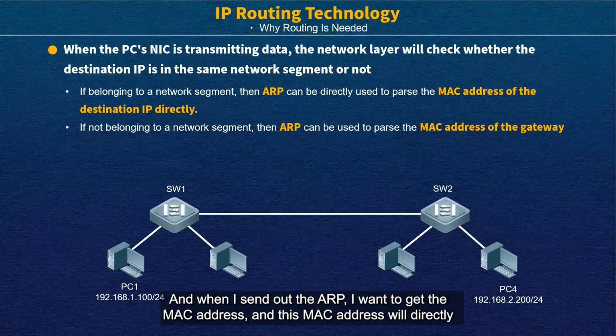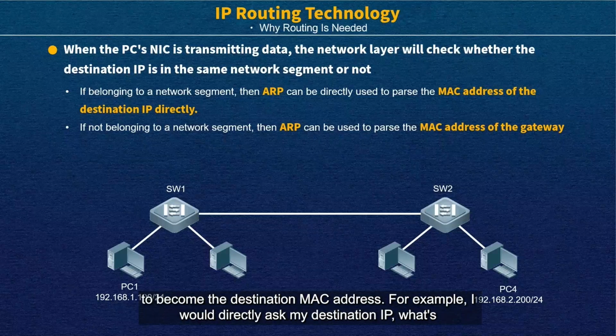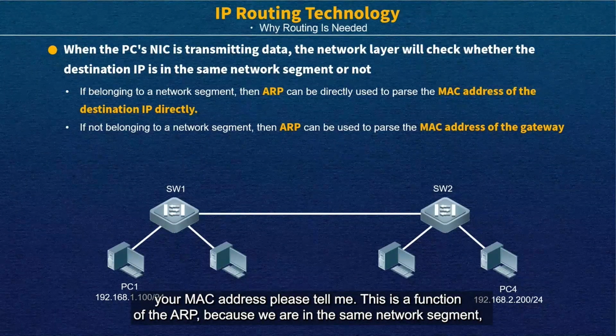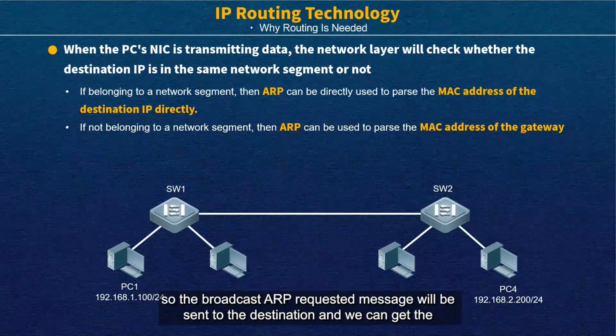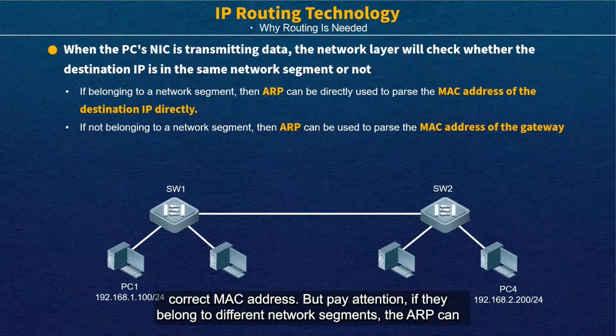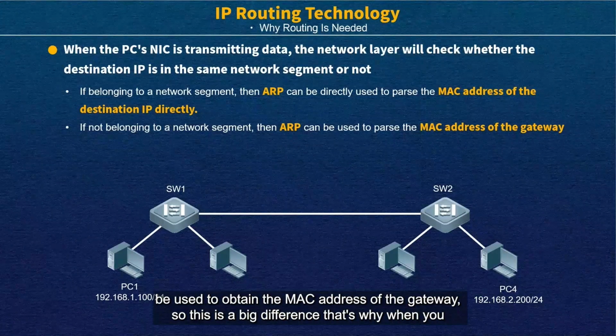When we send out the ARP, I want to get one MAC address, and this MAC address will directly become the destination MAC address. For example, I will directly ask my destination IP, what's your MAC address? Please tell me. This is the function of ARP. Because we are in the same network segment, the broadcast ARP request message will be sent to the destination, and we can get the correct MAC address. But pay attention: if they belong to different network segments, ARP is used to get the MAC address of the gateway. So this is a big difference.